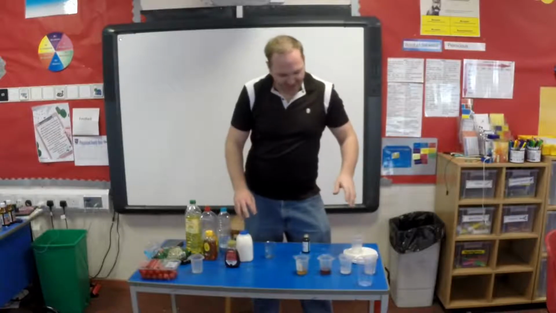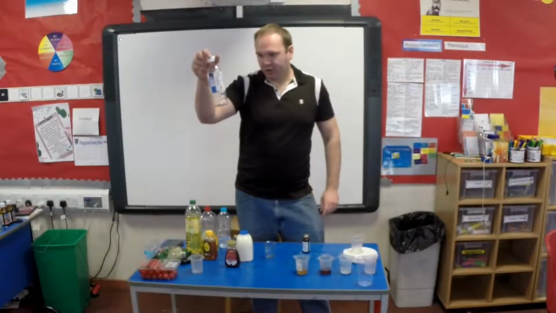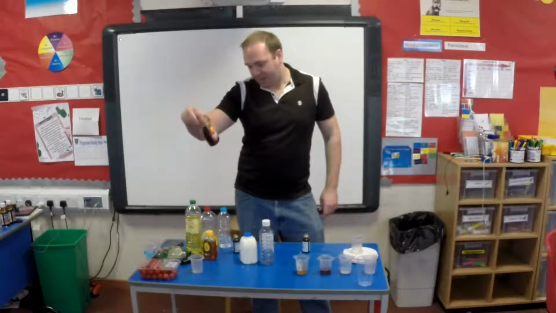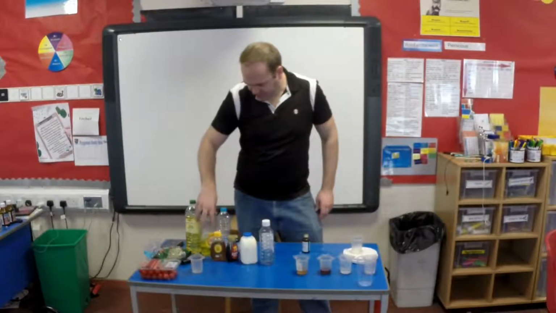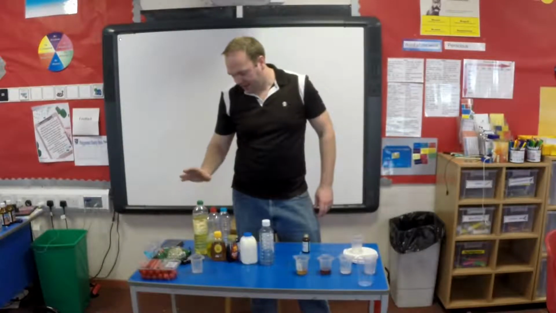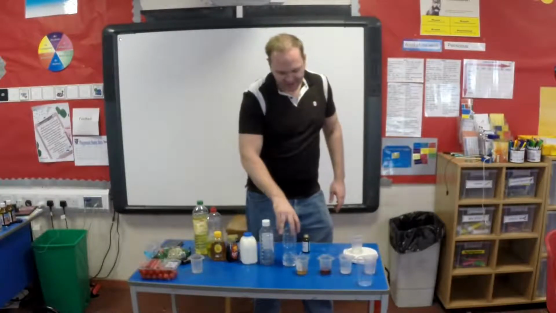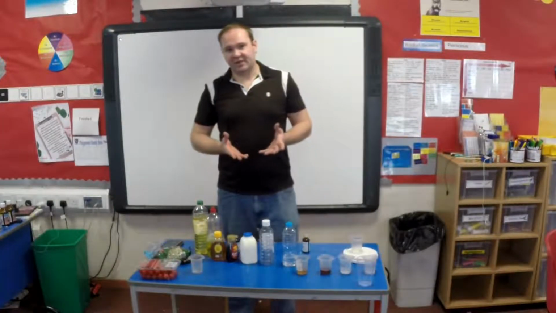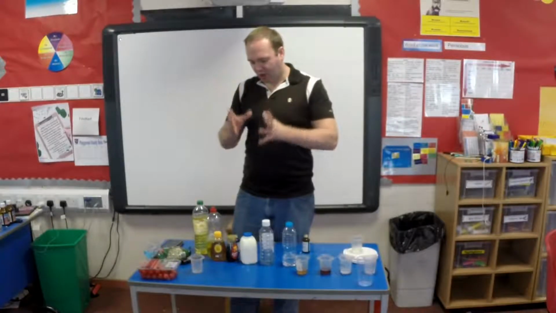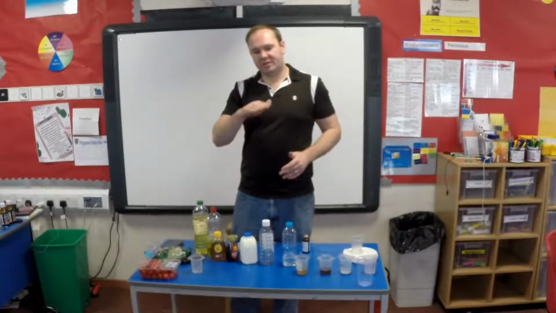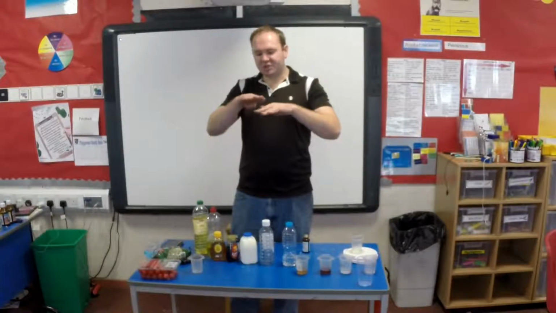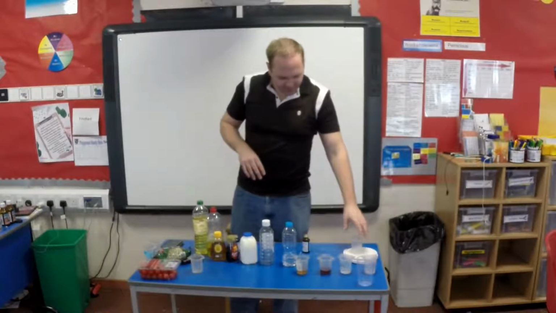So I have water, alcohol in the form of surgical spirit, I have milk, maple syrup, honey, washing up liquid, and vegetable oil. These are the substances that I'm going to be using. And the object of this is to try and make a density column. So we're going to end up with a column of different materials with the most dense one on the bottom and the least dense one floating on top. So we should see them all nicely separated out.